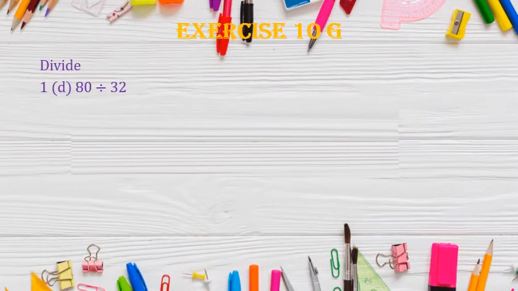Now let's do the D part of question number 1. Here we have to divide 80 by 32. So we will write 80 as 80.0 and let's divide it by 32. So children, 32 2s are 64. So in the quotient we will write 2, and now let's subtract 64 from 80.